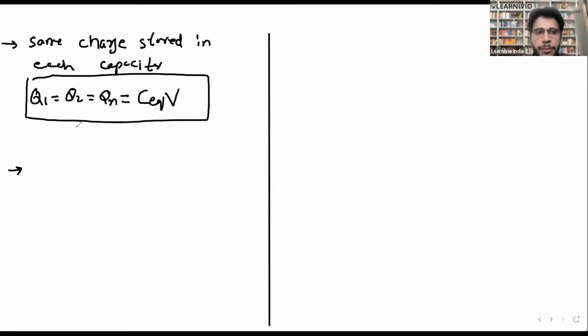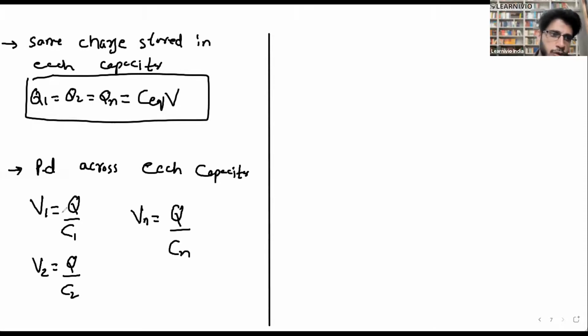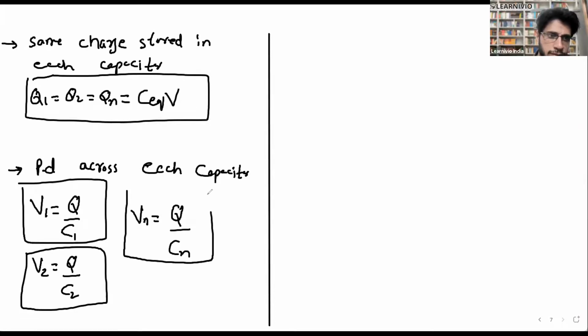The same charge is stored in each capacitor: Q1, Q2, Qn is equal to C equivalent times V. Now, if you need the voltage across each capacitor, the potential difference across each capacitor, then the voltage across the first capacitor is V1, which is equal to Q by C1. For the second capacitor, it's V2, which is Q by C2. For the nth capacitor, it's Vn, which is Q by Cn. So this is the voltage across each capacitor: Q by C1, Q by C2, Q by Cn.